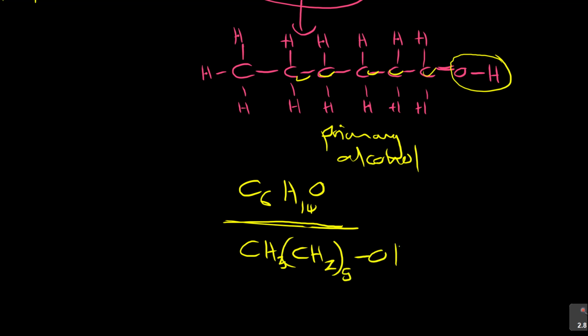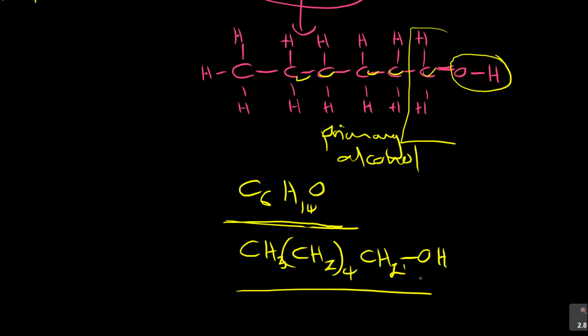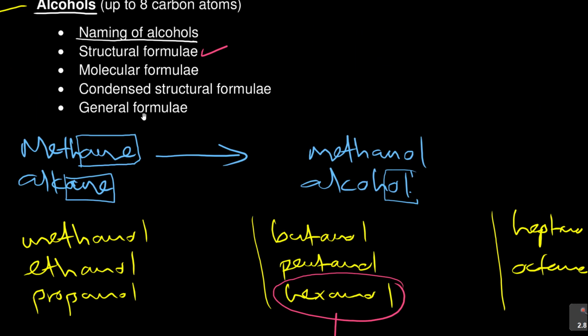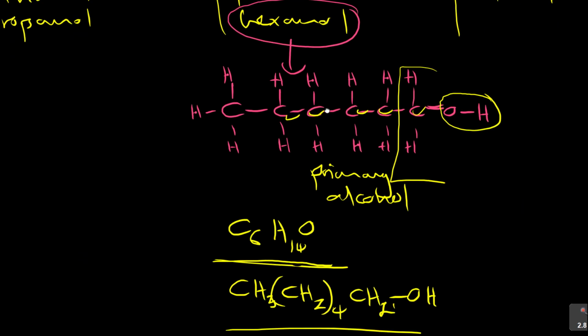Or you can leave out this one here so that you can have CH3, CH2 and then you've got CH2OH. You see that? You can have that as the better one at the end. That is the condensed structural formula. On the general formula, let me leave that one for now. But I think, if I'm not mistaken, it's similar.